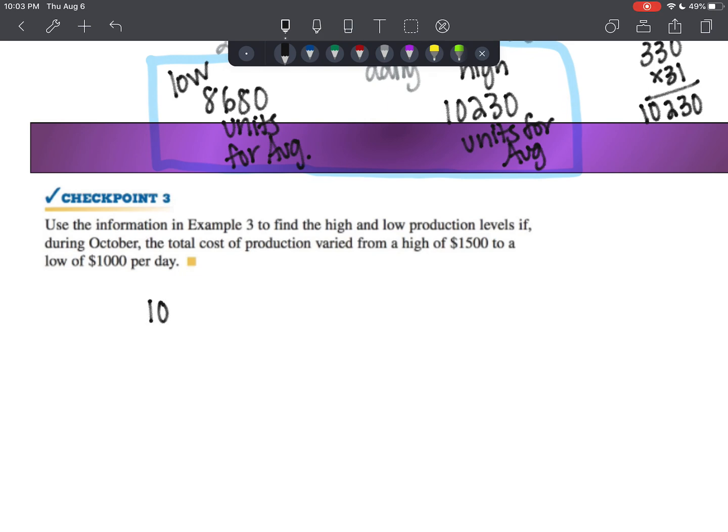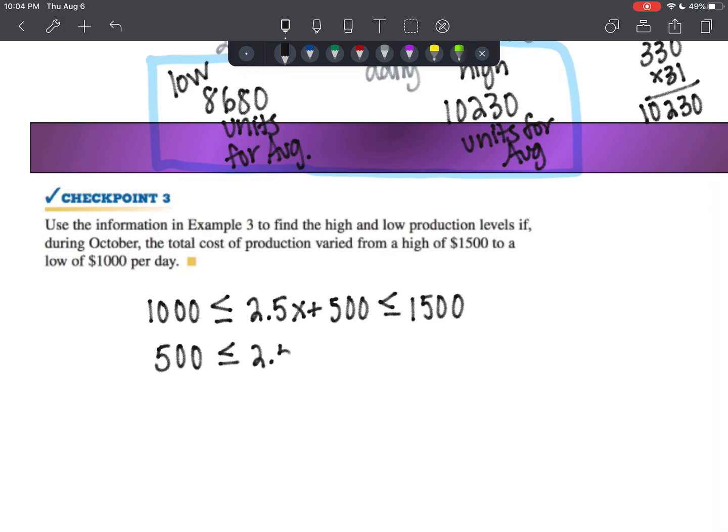Okay, welcome back. You should have set up 1,000 is less than 2.5x plus 500, just shortcutting that $2.50, is less than or equal to 1,500. When you subtract the 500, you should get 500 is less than or equal to 2.5x, which is less than or equal to 1,000. Then we divide by 2.5. We get 200 is less than or equal to x is less than or equal to 400.